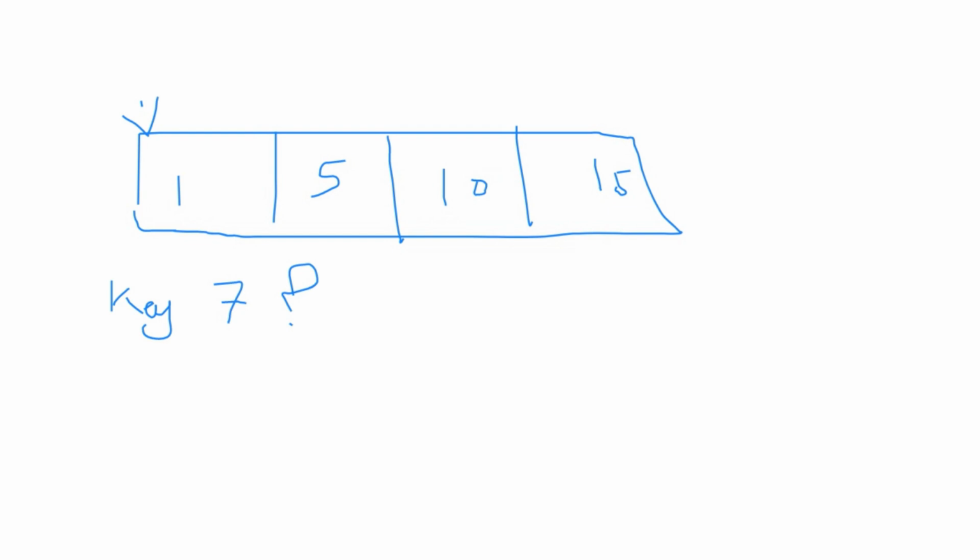Assume the sorted elements are 1, 5, 10, 15, and the search key you're looking for, let's say 7. This is the value that I want to search. So we start at the beginning and compare this with the element to see whether it exists or not.